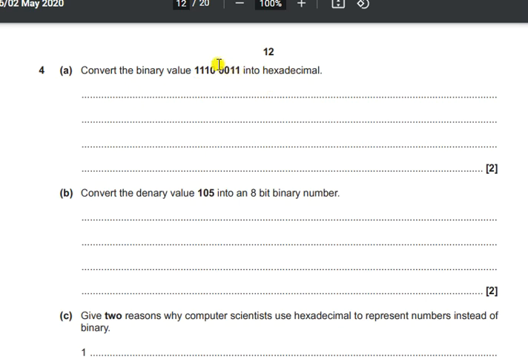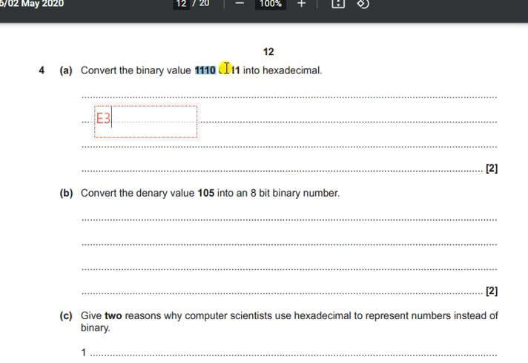So we can group this part, 0011, and 0011 stands for 3. So this part will become 3, and this later part, 1110, stands for E. So the answer for this question is going to be E3.